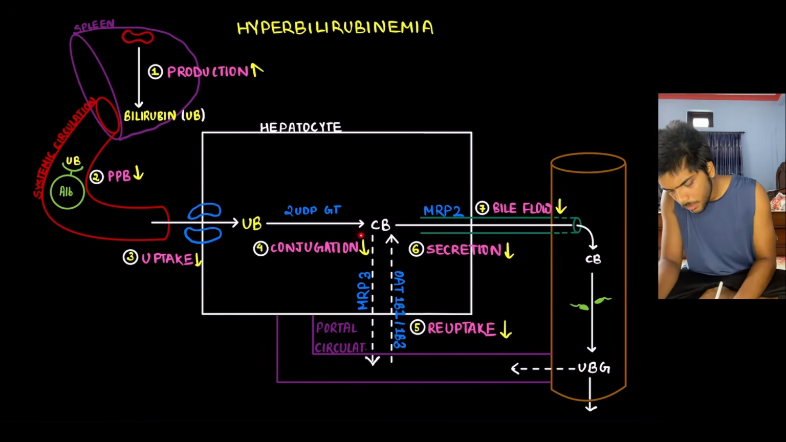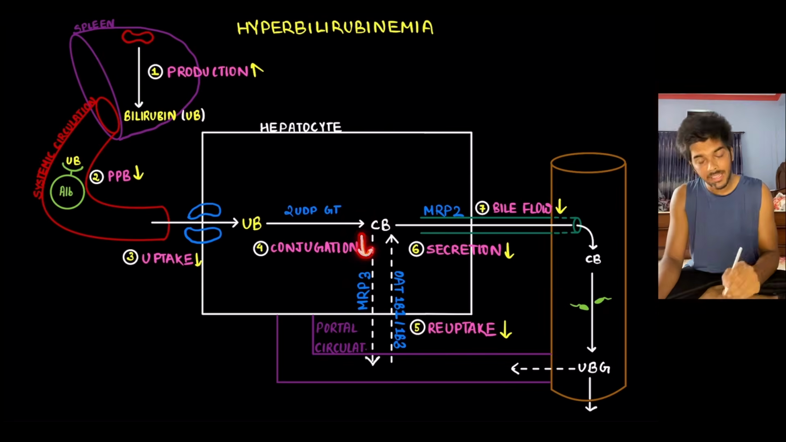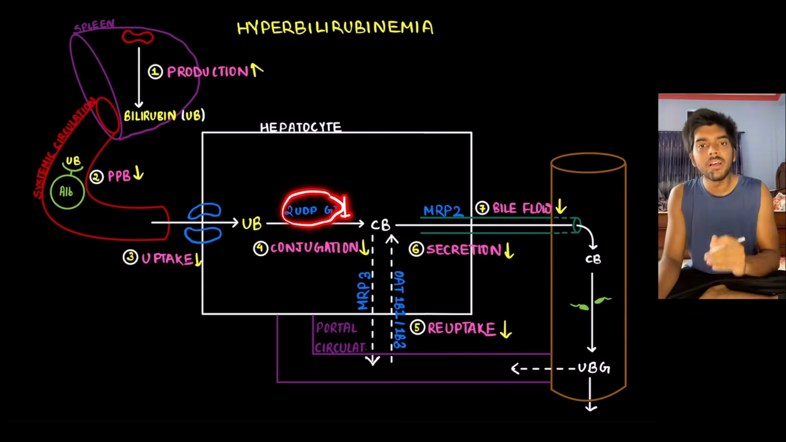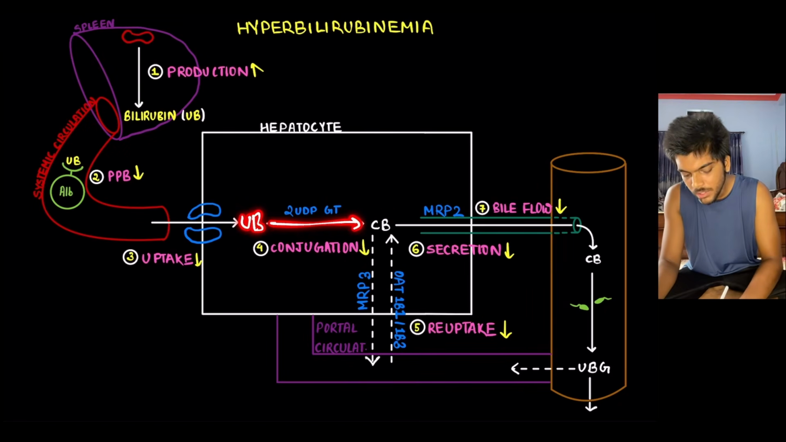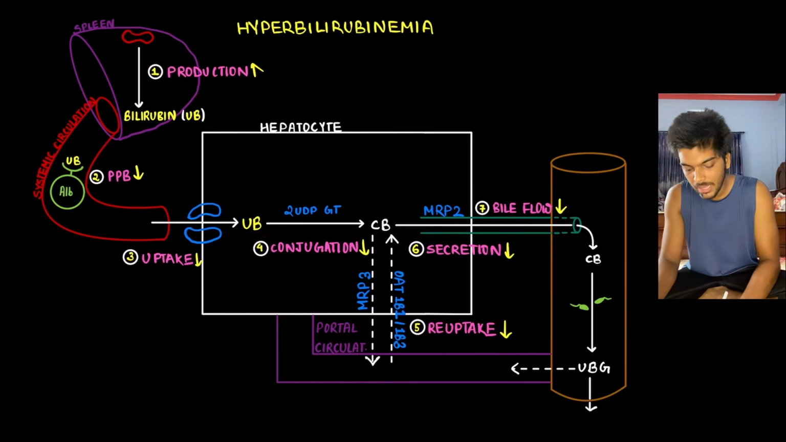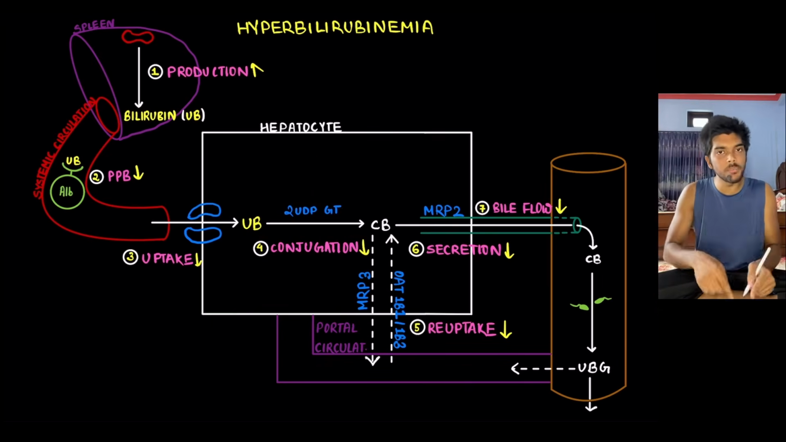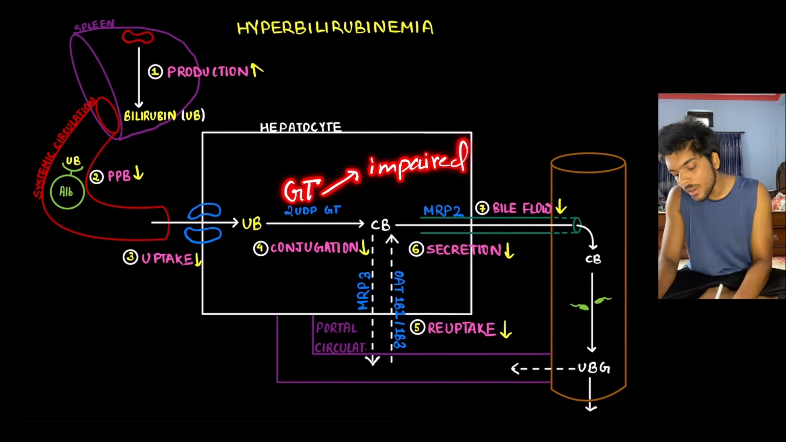Why would a decrease in conjugation take place? A very important reason for decrease in conjugation is decrease in activity of the enzyme responsible for conjugation. See, what is happening in the conjugation? Unconjugated bilirubin is converted to conjugated bilirubin by the conjugation of glucuronic acid to unconjugated bilirubin. And for this, the help of the enzyme glucuronosyl transferase is required. The help of GT is required. So GT is responsible for conjugation in the liver. Let's say this GT is either impaired, that is, it does not function properly, or it is less in amount, then conjugation will not take place.